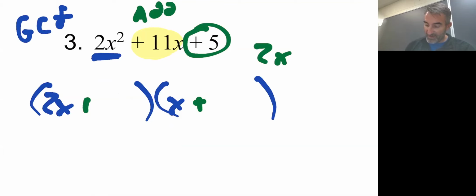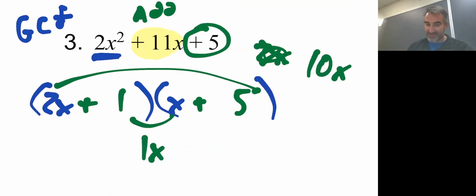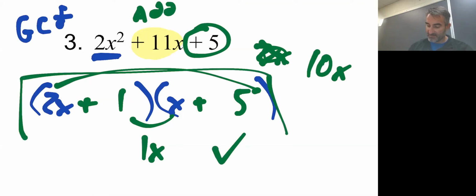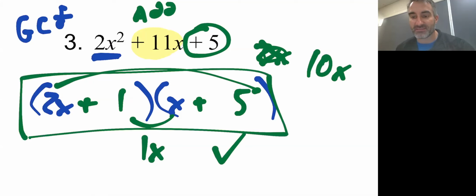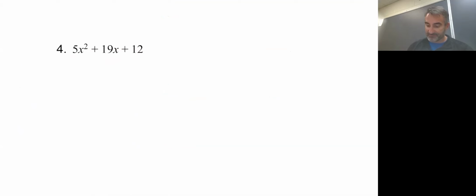But there's only one way to get 5, guys, so I'm just going to switch around, 5 and 1. Now do a quick check. Now that's not 2x anymore, that's 10x. That's 1x. Does that add to 11? Yes. Done. They're giant puzzles. There's only one way to do it, it's factoring.